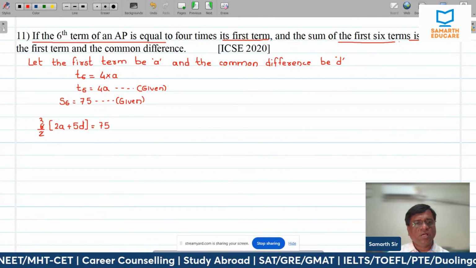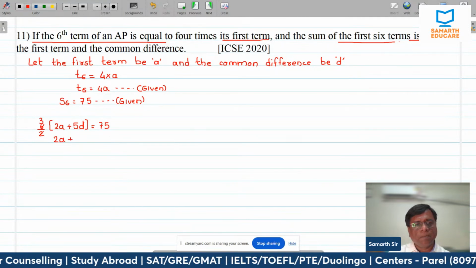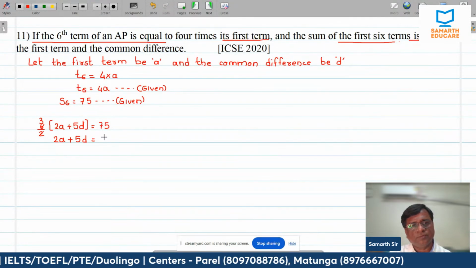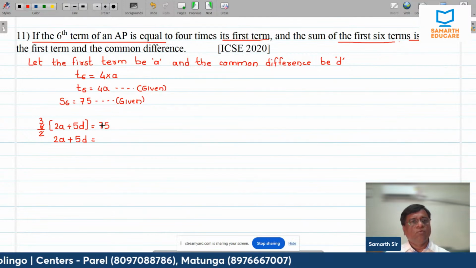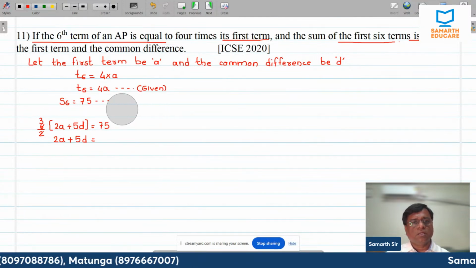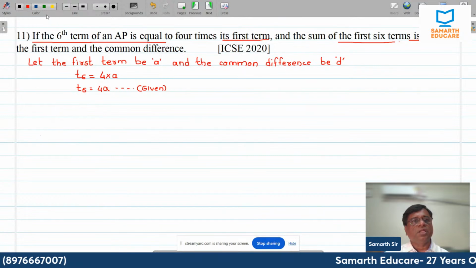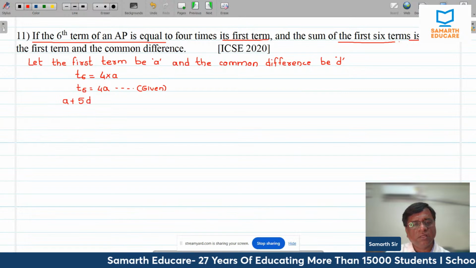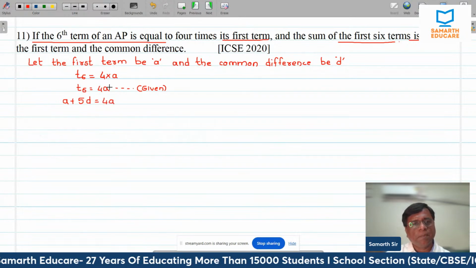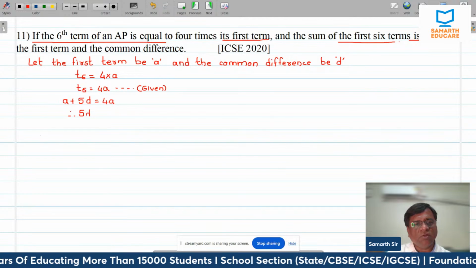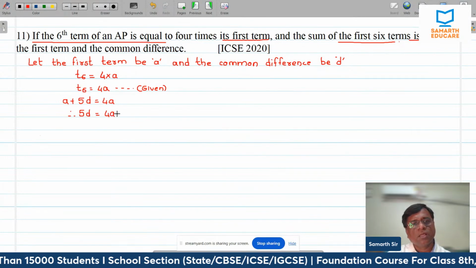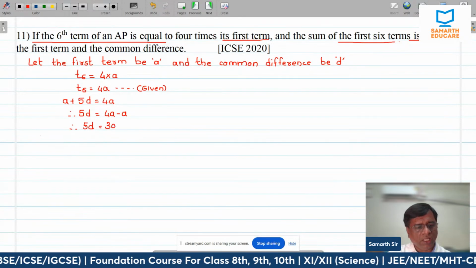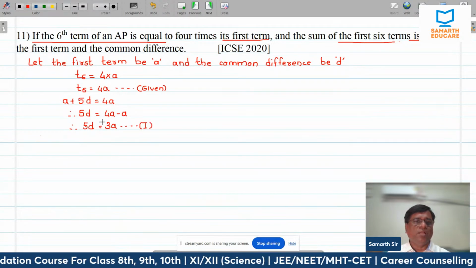Okay, 2 3s are 6. 2a plus 5d is equal to... wait a minute, I'm so sorry. T6, according to my calculation, has to be a plus 5d is equal to 4a. That means what is the value of 5d? 4a minus a. That means 5d is equal to 3a. Let this be equation number 1.